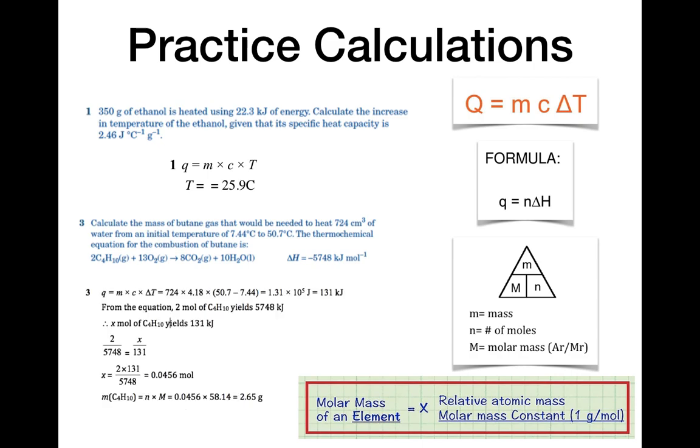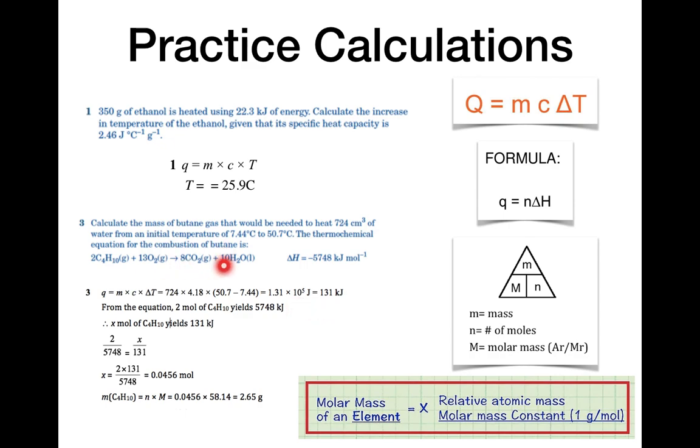So here's our answer. We're going to take our formula, Q equals MC delta T, and I have 724 as my mass, times 4.18, the specific heat capacity of water, times my delta T, the change in temperature. That gave me 131 kilojoules, or 1.31 times 10 to the 5th joules.